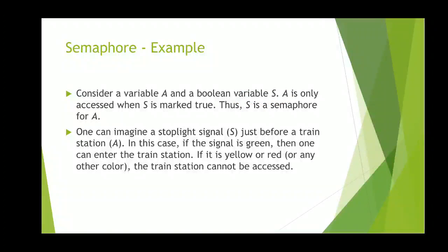In the second example, we are considering the case of a train and a train station. Here there is one traffic signal or stop signal S and a train station A. Suppose the train wants to access the train station A. In order to access the train station A, the stop signal S should be green. And if the stop signal is red or yellow, then the train cannot access the train station.